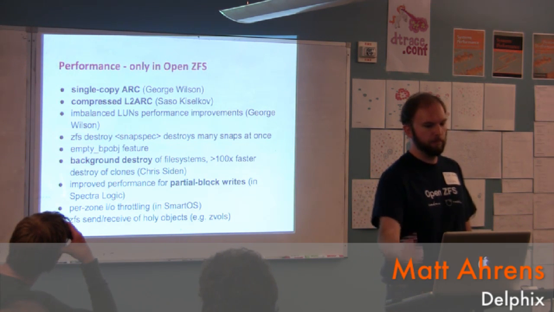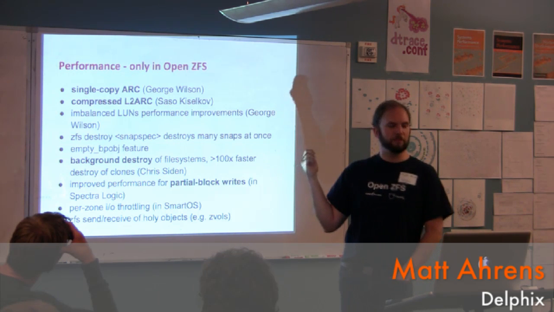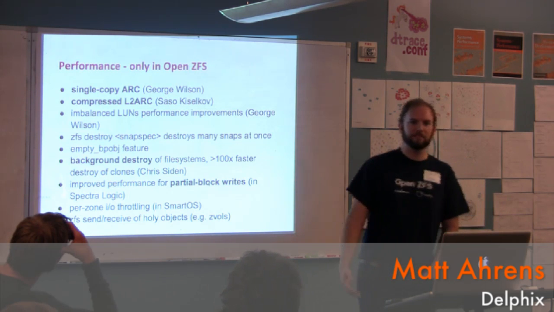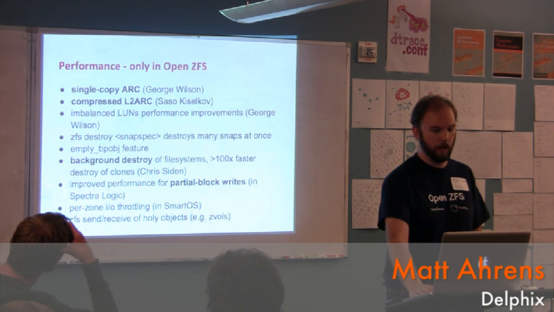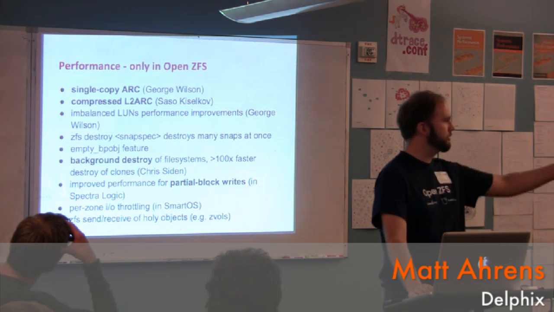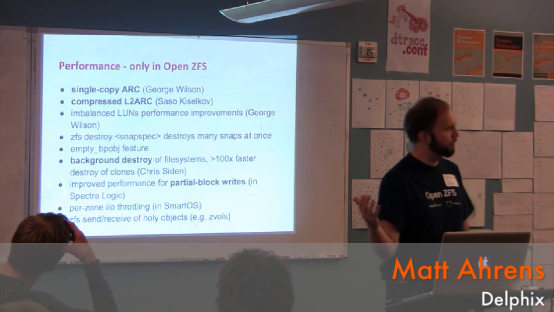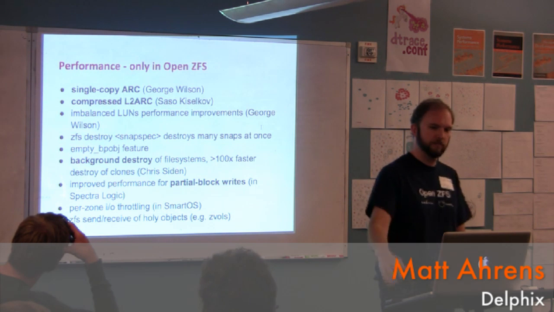We also implemented background destroy of file systems, and over 100x faster destroying of clones. This is due to a bug that nobody ever noticed at Oracle, but we were really using clones a lot. So Chris Seidel, who's also here, another colleague, implemented the background destroy of file systems. You can do a ZFS destroy, it's gone, it's removed from the namespace, and then we reclaim the space in the background.